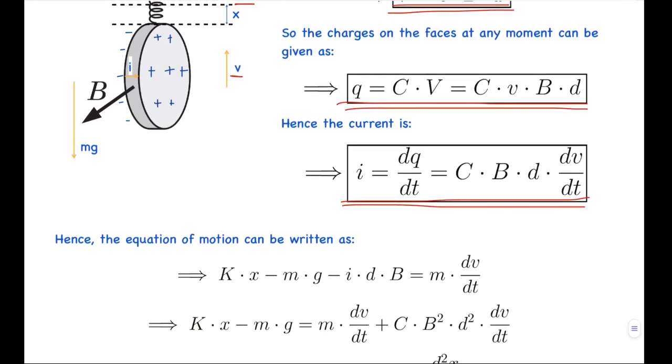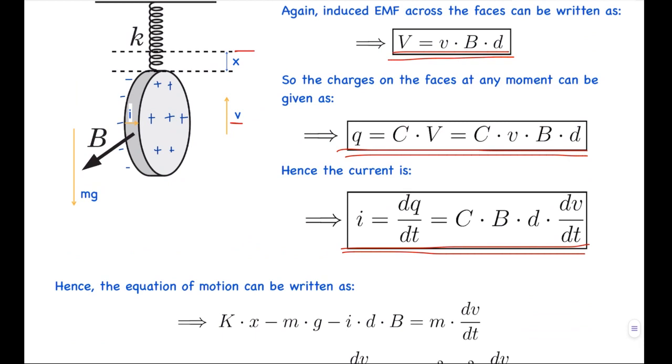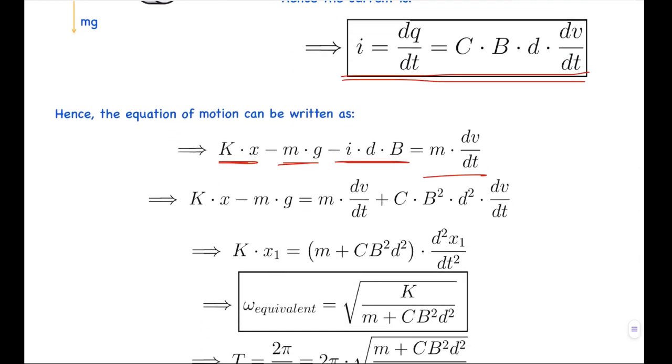Similarly, just as we did in the first question, we can write the equation of motion. The kx force is acting in the upward direction, the mg force is acting in the downward direction, and the ILB force is acting again in the downward direction as its velocity is upward. So these three forces should be equal to the net force, which will be equal to m dv by dt.